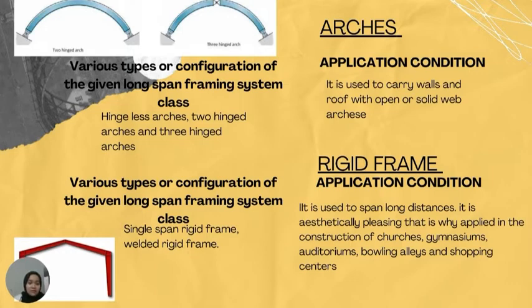Next is rigid frame. The application condition is that it is used to span long distance. It is aesthetically pleasing, that is why it is applied in the construction of churches, gymnasiums, auditoriums, bowling alleys, and shopping centers. Various types or configuration of the given long span framing system class is single span rigid frame, welded rigid frame. The left side of the picture is the single span rigid frame.